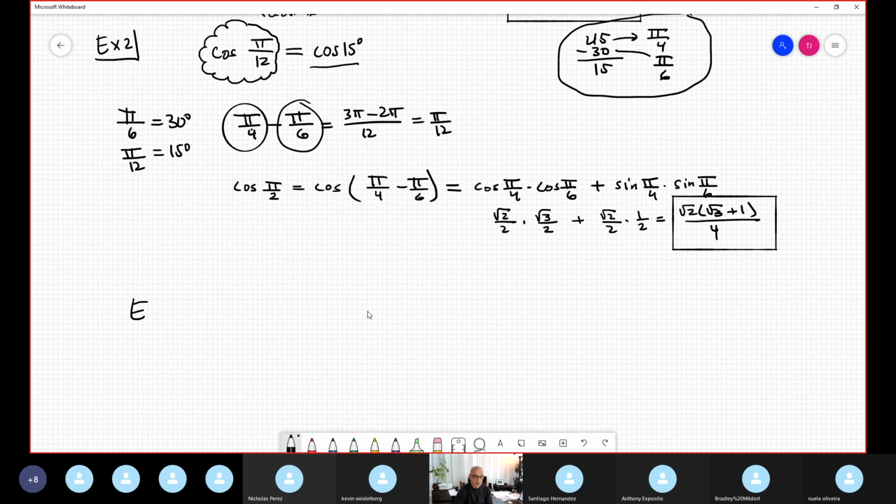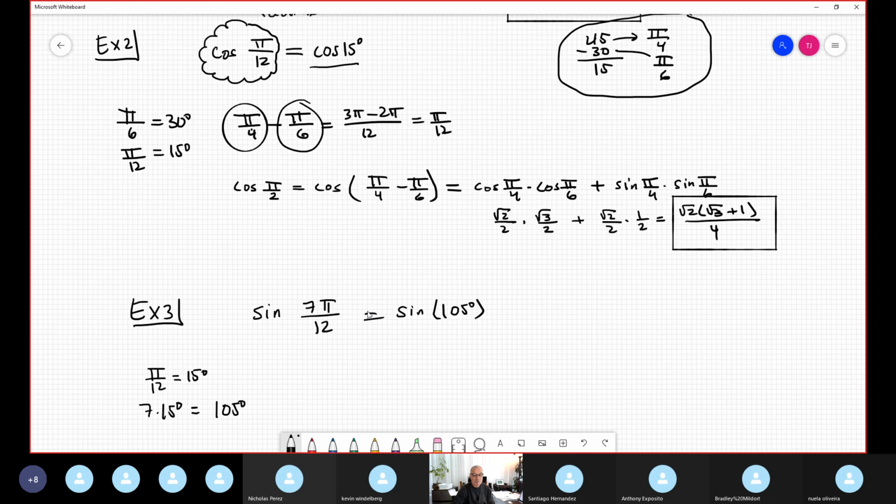Okay. Let's move on to example 3. In example 3, we have sine of 7 pi over 12. So, for me it's not clear what is the combination in this case. However, I know, in the previous example, I detected that pi over 12 is 15 degrees. That says 7 times 15 degrees. Actually, when you multiply, it's 105 degrees. And this is equivalent to say sine 105 degrees.